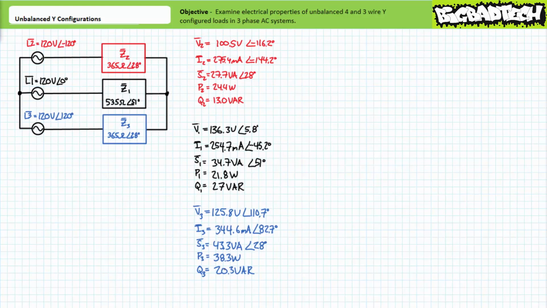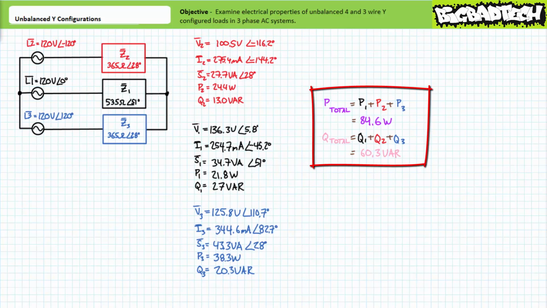Let's now examine total apparent, total real, and total reactive power for this complete circuit. Total real power equals the summation of individual real powers. Substituting our given values yields a total real power figure of 84.6 watts. Note for an unbalanced condition, one cannot simply multiply an individual branch real power figure by 3 because they're no longer identical.